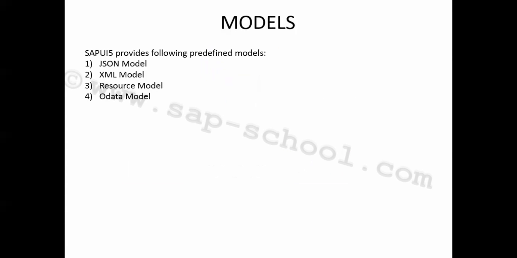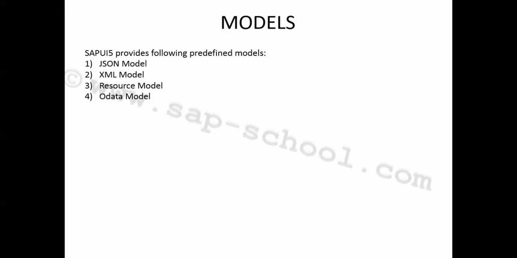Now here let's see what are the different types of models we have in the SAP UI5. So a model in the model view controller concept holds the data and provides the methods to retrieve the data from the database and to set and update data. So SAP UI5 provides the predefined models, which are the JSON model, XML model, resource model, and the OData model. So the JSON model can be used to bind the controls to the JavaScript object data, which is usually serialized in the JSON format.